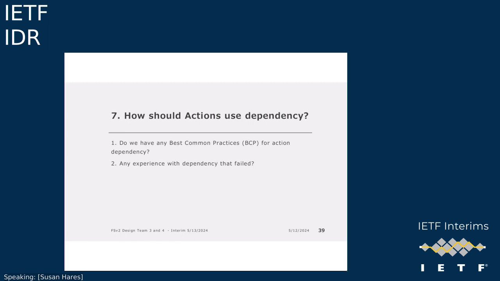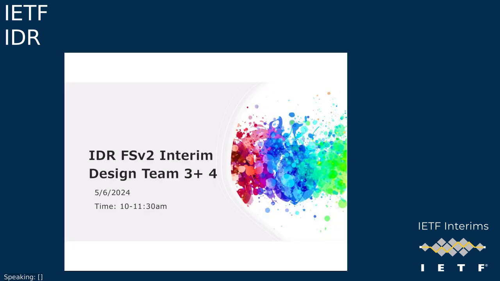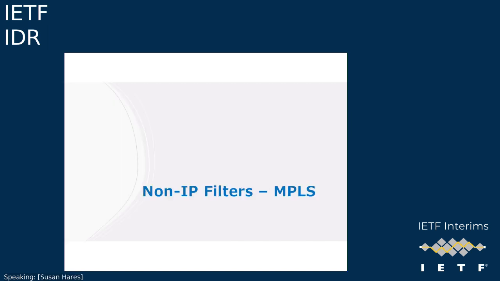Okay, I'm going to pick up the second piece of slides from the non-IP stuff. There is in the original FlowSpec V2 an MPLS set of filters and actions. And so I'm going to briefly go over that. Then Donald's going to take the rest of the time to go through the L2 VPN and the FlowSpec tunnels.